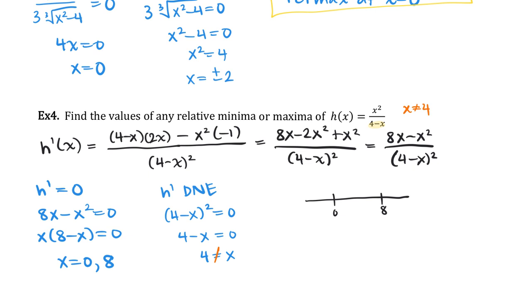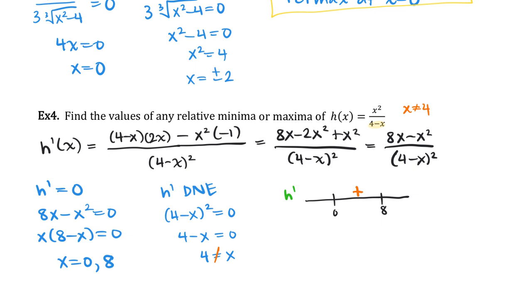Okay, I need to figure out which one's the relative min and max, and then I still need to figure out their actual values. I'm checking in h prime to see if h prime changes signs. So if I plug in, I'm going to pick x as 1. I just do the easiest interval first. If I plug in 1, 8 minus 1 is positive. 4 minus 1 is positive, squared is positive.